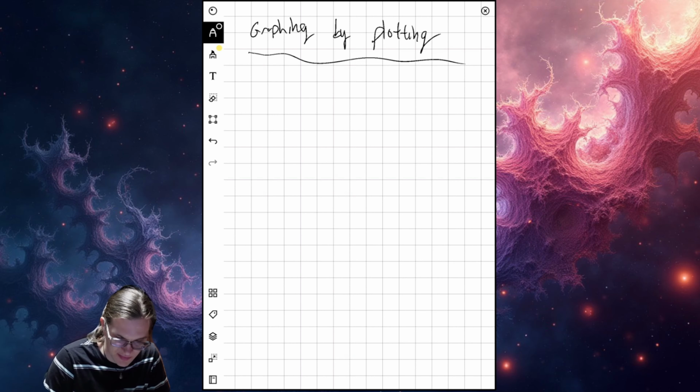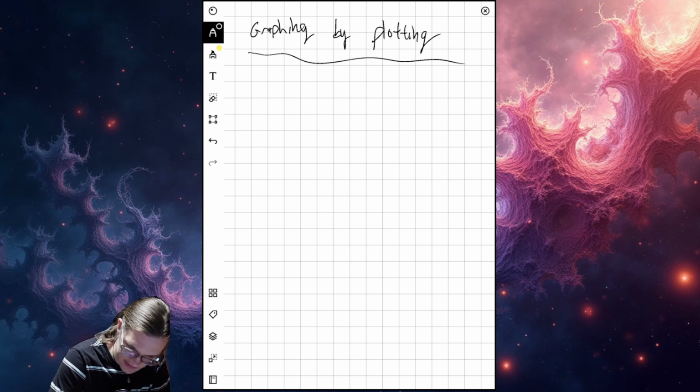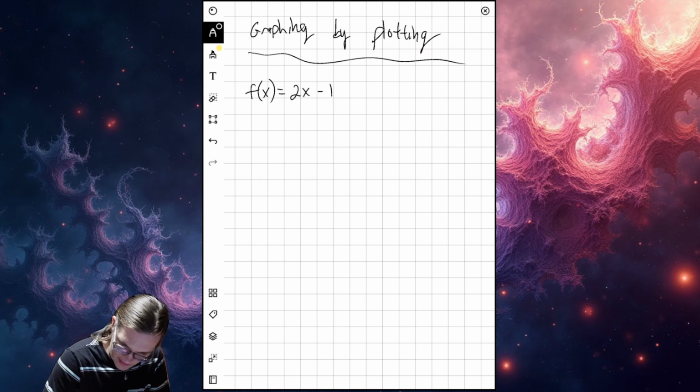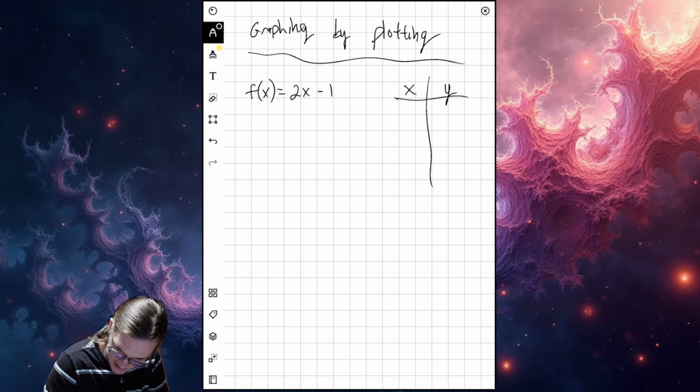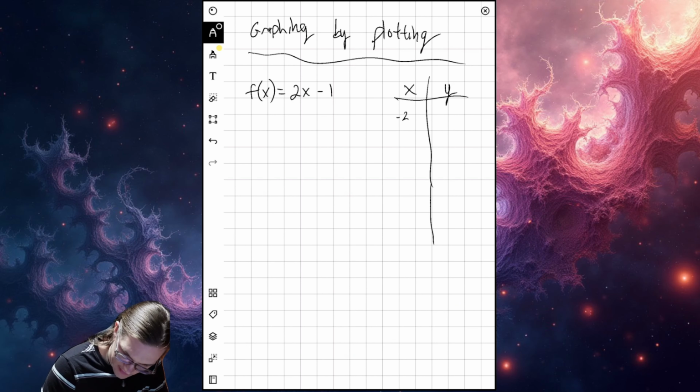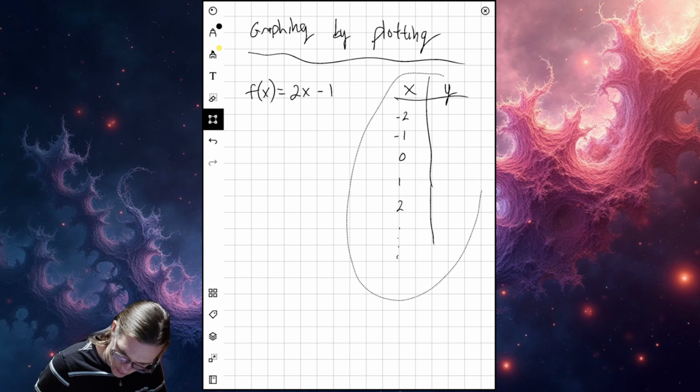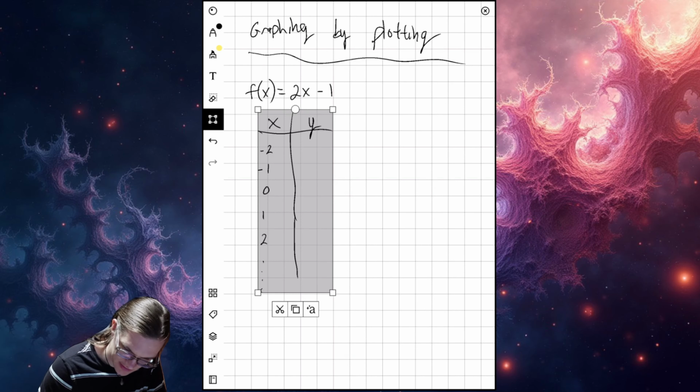So, this is the most basic way to graph a function. If we have a function like this, f of x equals 2x minus 1, well, we can immediately plot that by just doing this little table of x's and y's and saying, okay, if I have an x of minus 2, an x of minus 1, x of 0, x of 1, x of 2, what will the y be for each of these situations?